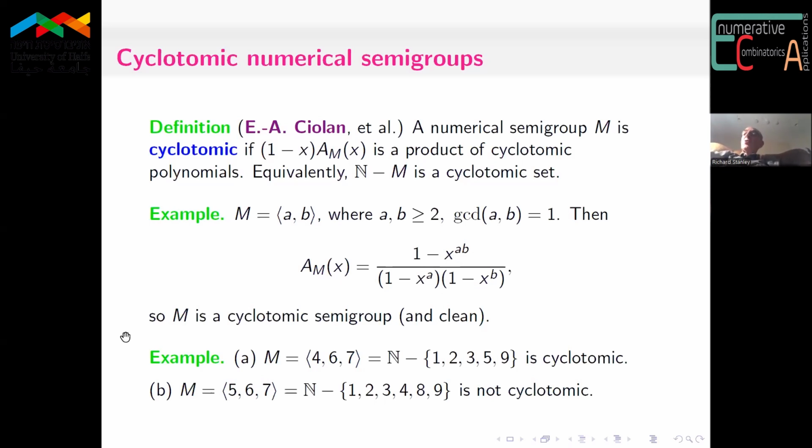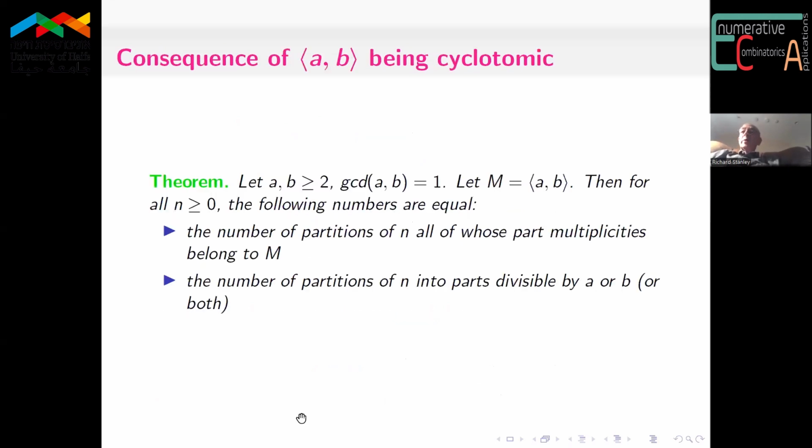What about 3 generators? Well, if we look at the generators 4, 6, and 7, the missing elements turn out to be 1, 2, 3, 5, 9. And this is a cyclotomic semigroup. But for 5, 6, 7, it's not cyclotomic. So sometimes it is, sometimes it isn't. We can say more.